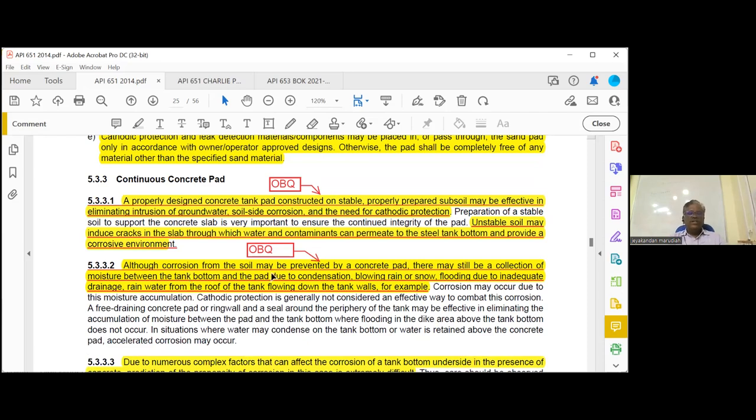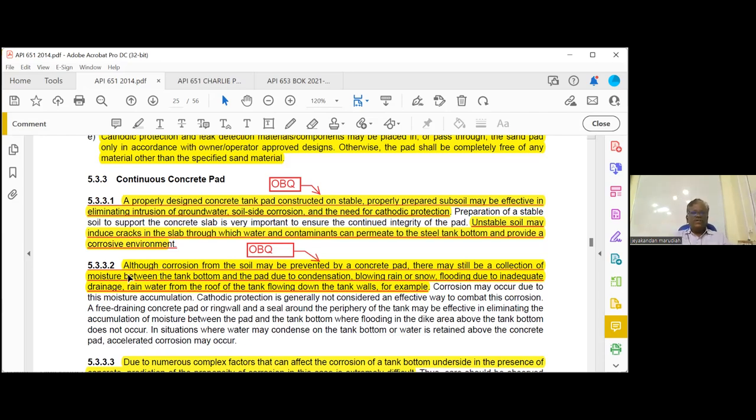Then 5.3.3.2, highlight this one. Sir, in the morning when you played one of the videos, it showed a concrete pad, and on top of it a wire type anode ring. Yes, but below the concrete pad, if you are using a concrete pad, actually cathodic protection is not required. If you want to install cathodic protection, you have to install it above the concrete pad, as I showed in the video. If you put it below the concrete pad, it will not work.